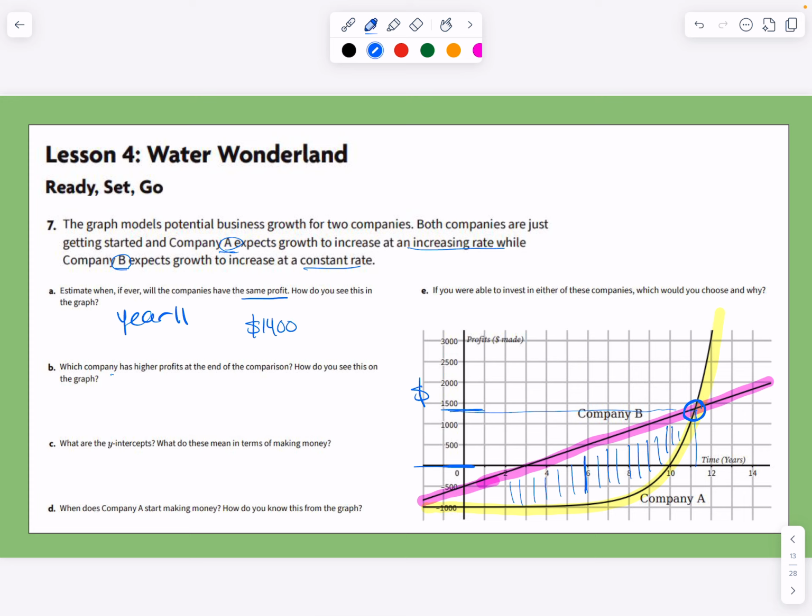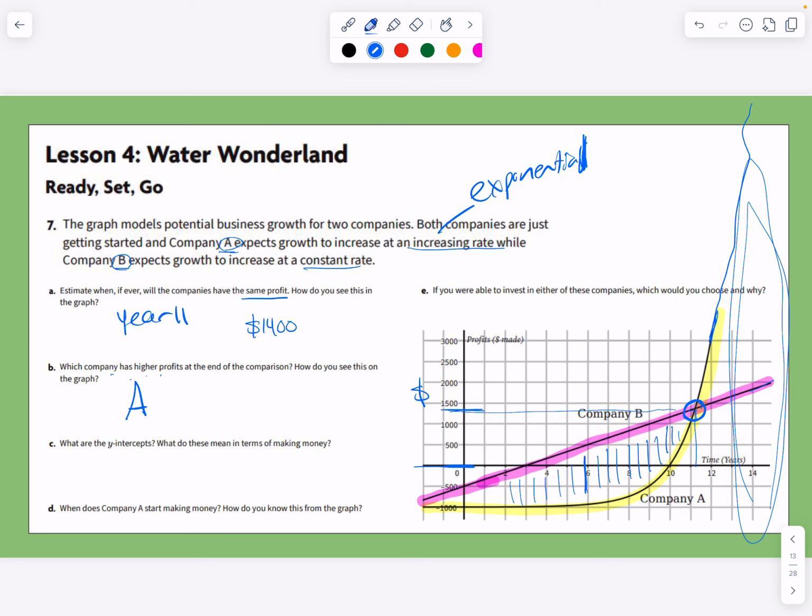So which company has the higher profits at the end of the comparison? Well, the comparison's interesting because it just kind of stops. This one runs out of room. We can't see where it's going. We can only imagine it's going higher and higher. And this one is constant and steady. So overall, at the end period, which one has the higher value? We would definitely say Company A is doing better, which makes sense because they're expecting the increasing rate, or a little bit more like we talked about before, an exponential type of growth model.